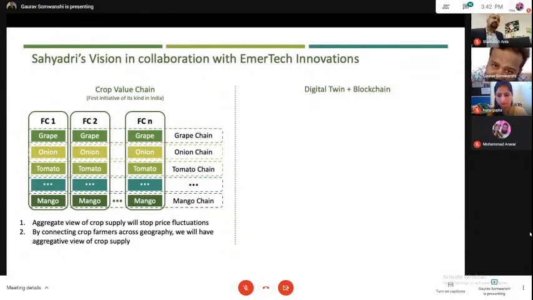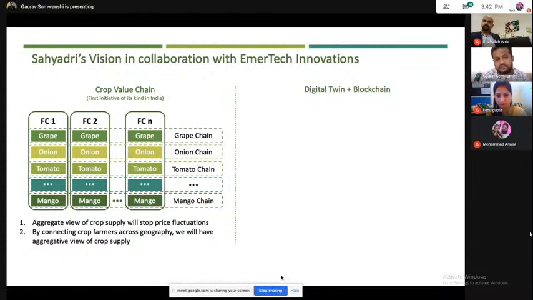Because if you can focus on the crop, then the crop gets good returns. And who will the returns go to? Obviously, they'll go to the farmer. In order to do this, we are using the technology called digital twinning on blockchain.